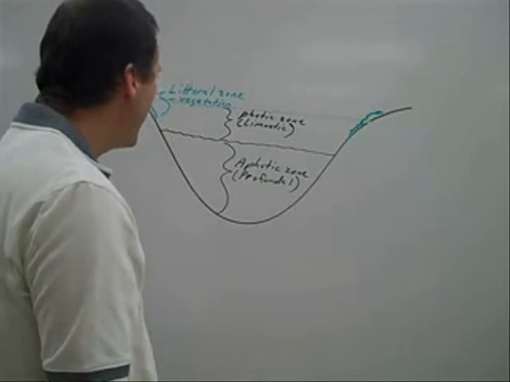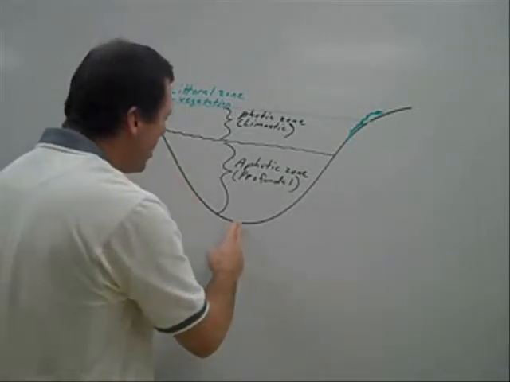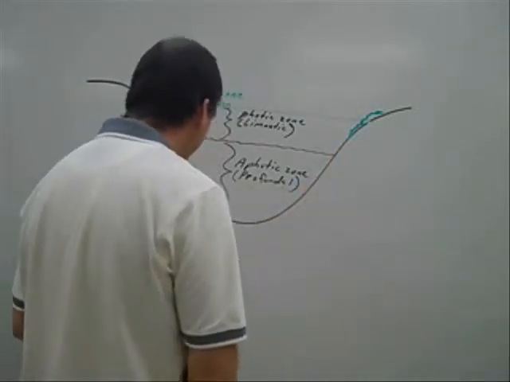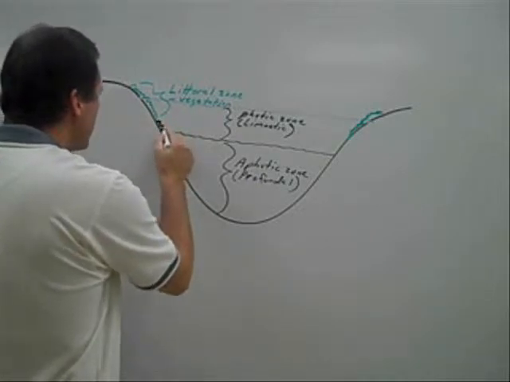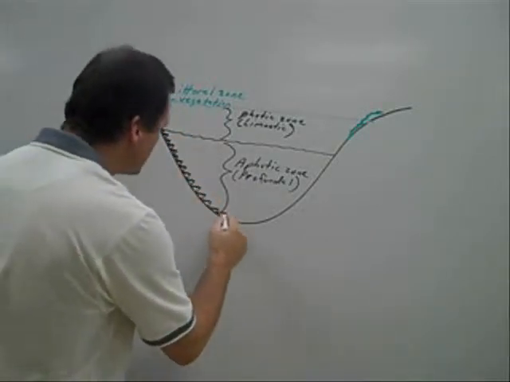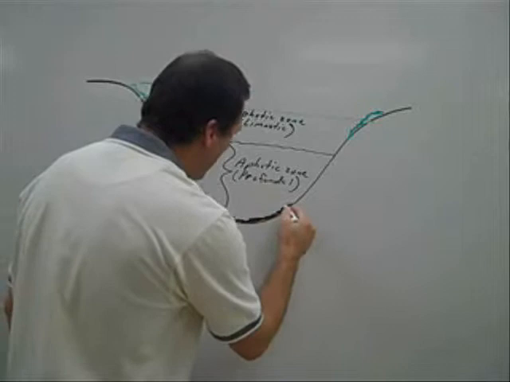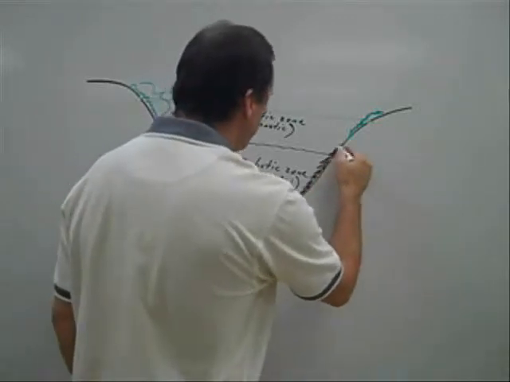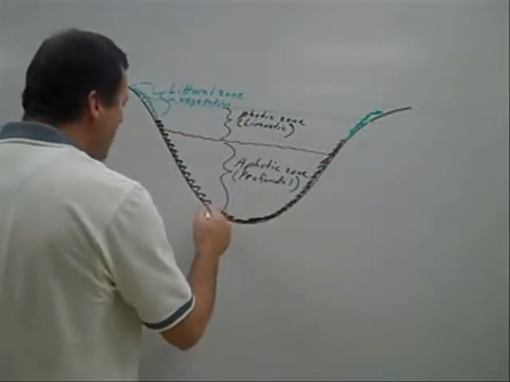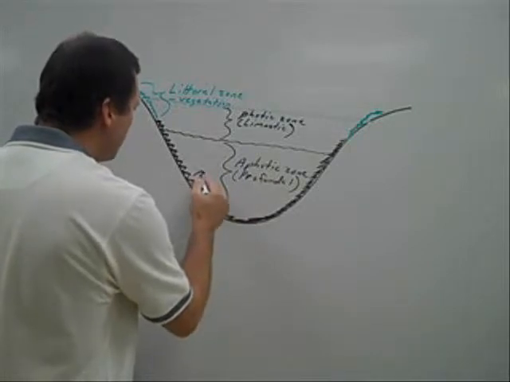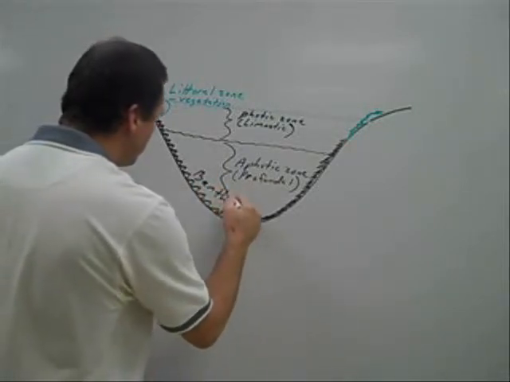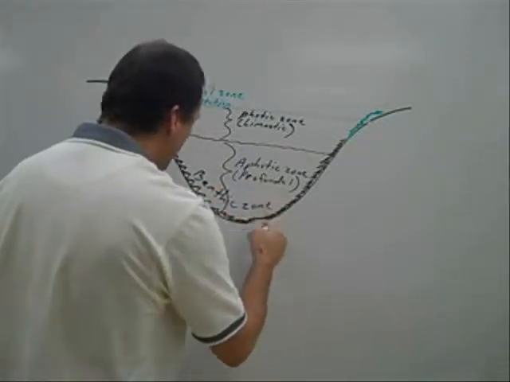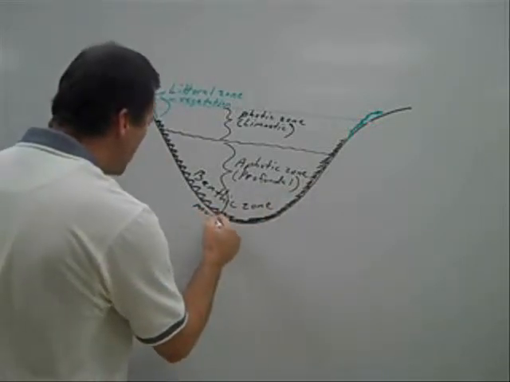Now, let's take a look at the very bottom of our lake. This is going to be the muddy bottom. So let's go ahead and accentuate that a little bit. And this is going to be the muddy bottom, all through here. Muddy, muddy, muddy bottom. And this muddy bottom is going to be called the benthic zone. And benthic zone is going to be our muddy bottom.